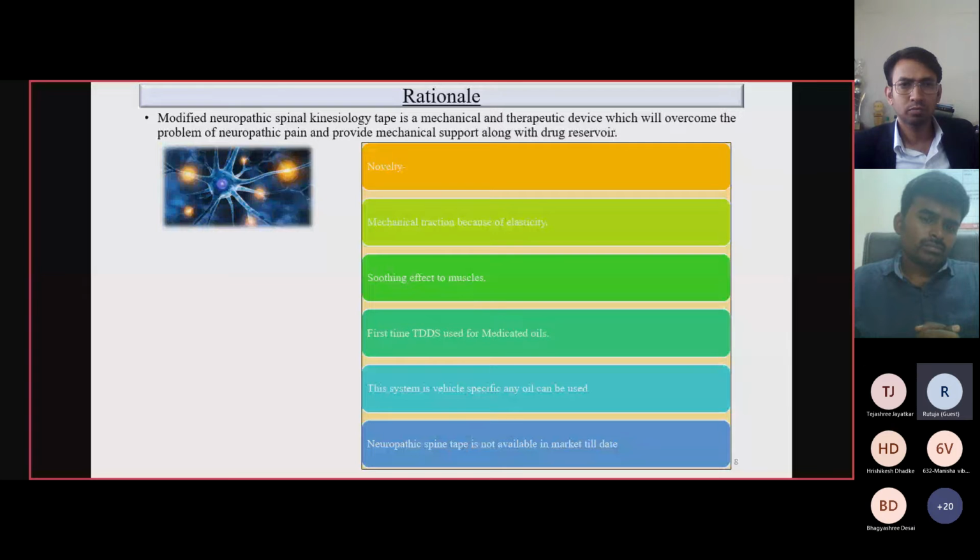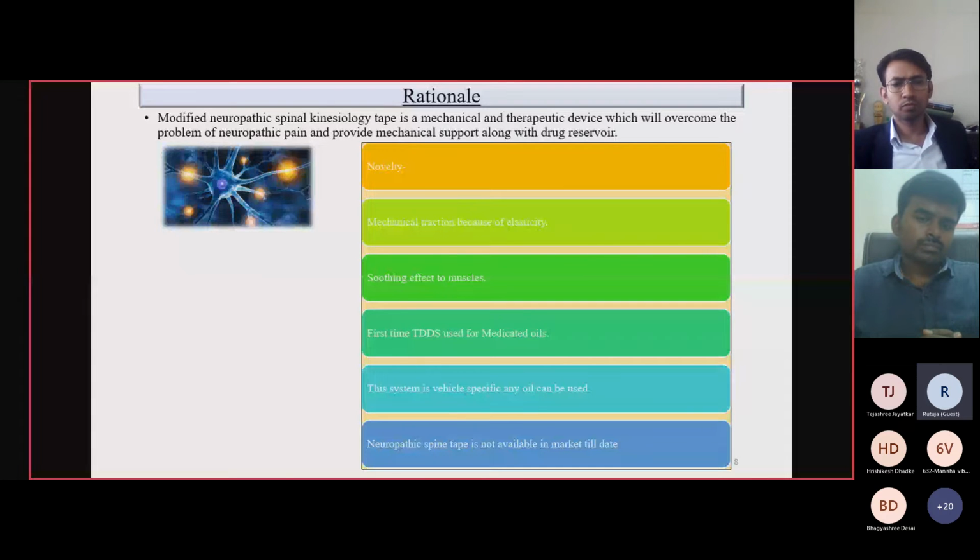Then, this is the first time TDDS is being used for medicated oils. This system is vehicle specific and any oil can be used. Neuropathic spine tape is not available in the market till date. So that is the rationale behind making this prototype.